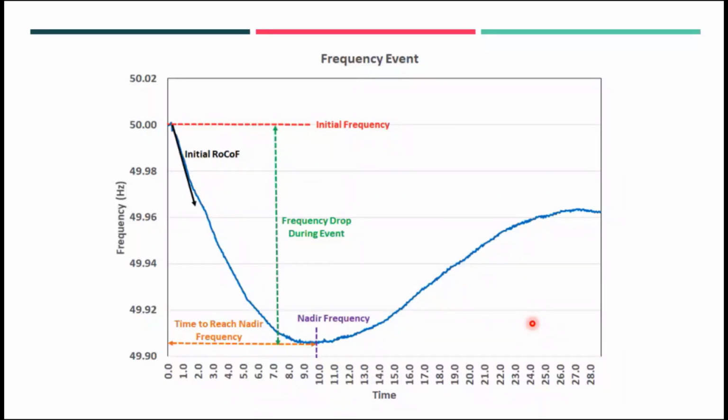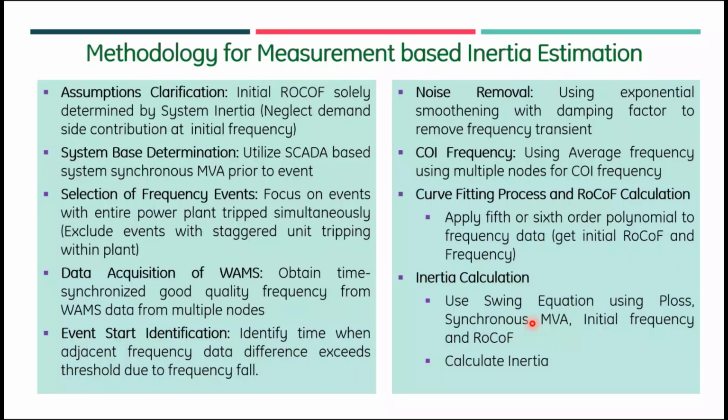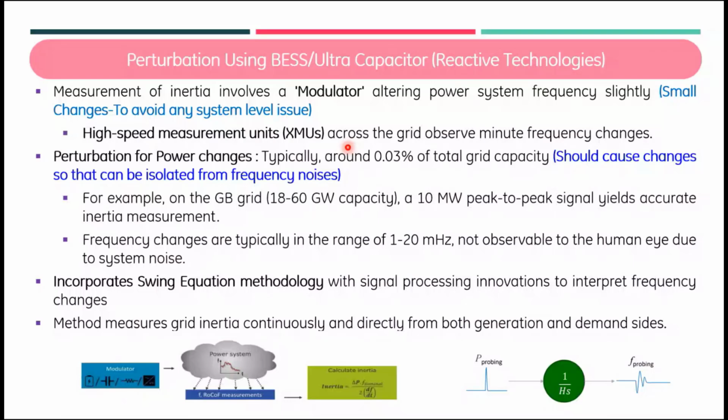There are other ways also, like someone can put a perturbation into the system in the form of energy storage or an ultracapacitor. This one is being adopted by one of the companies, Reactive Technologies. They have high speed measurement units at various points in the grid, and they typically put in one modulator. It can be a capacitor, ultracapacitor, or an energy storage device. Depending upon the size of the grid, it decides how much perturbation is required so that an appreciable change in frequency is observed.